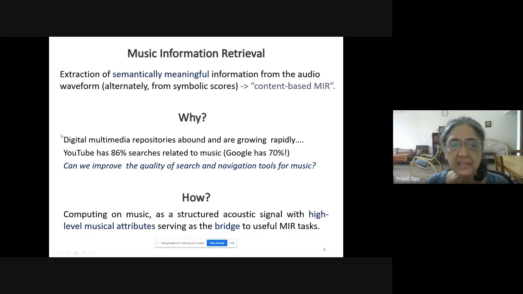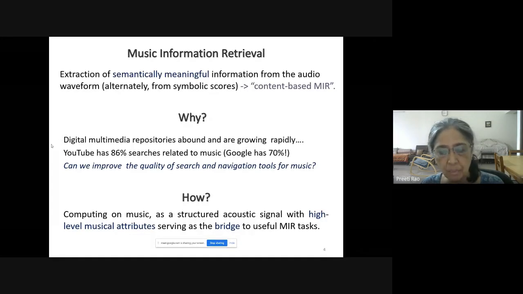Okay, and the way this is done is by viewing music as an acoustic signal that has certain musical attributes. So we essentially have very low level signal properties based on the waveform, but we are going to build a bridge between those signal properties and some very high level description of the song. I'll talk in a minute about what that high level description is, and that is actually the main goal of audio MIR.